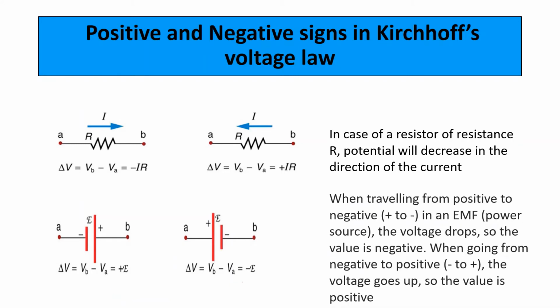When traveling from positive to negative in an EMF source, the voltage drops. So the value is negative. When going from negative to positive, the voltage goes up. So the value is positive.